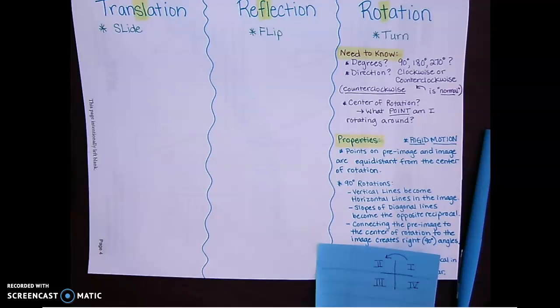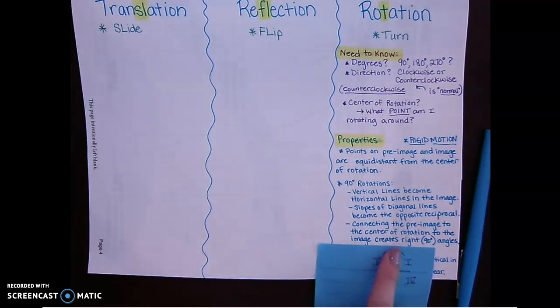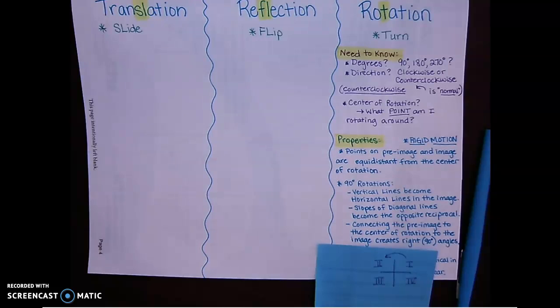Okay, and then finally, the one that we talked about at the very end of the PowerPoint is that when you connect those pre-image to the center of rotation to the image, you're going to create that 90-degree angle that we saw with the black dotted lines at the very end of that lesson when we were summarizing. So that's going to be really helpful for you to visually check and see if you have gotten a perfect 90-degree rotation when you are asked to perform one.